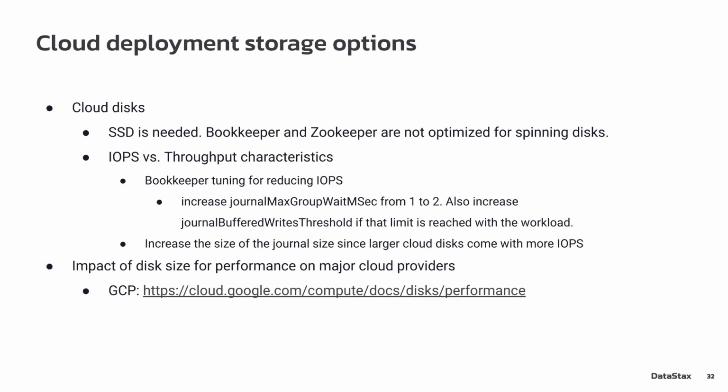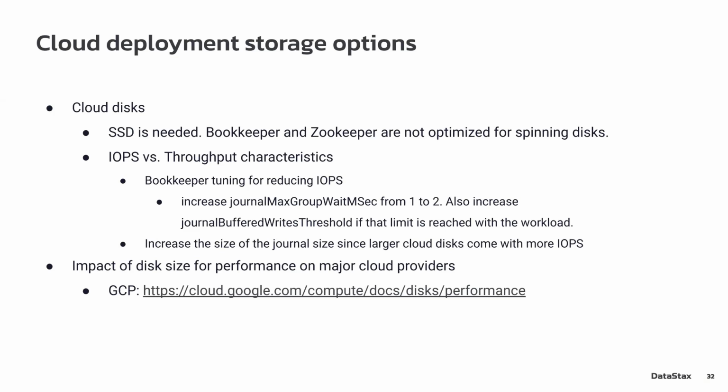So for cloud storage options, these have a great impact on the performance of Bookkeeper and Zookeeper. First of all, SSD disk type is needed. Bookkeeper and Zookeeper are not optimized for spinning disks. And cloud disks are typically fairly high throughput, but not so high IOPS. This works fairly well with Bookkeeper, and there are parameters for tuning this. IOPS means IO operations per second.